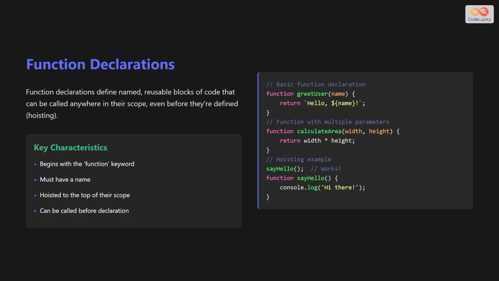Key characteristics of function declarations include that they begin with the keyword function, they must have a name, they are hoisted to the top of their scope, and they can be called before their actual declaration in the code.